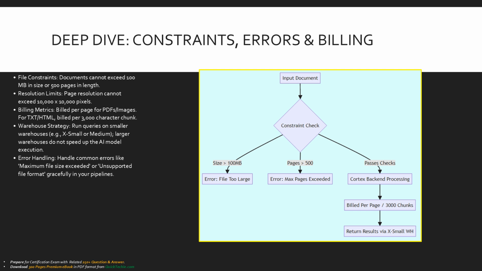Here we see the validation and billing lifecycle. The input document hits the constraint check node first. If it violates the 100 megabyte size limit or the 500 page limit, it routes to error states. If it passes, it moves to the Cortex backend processing. Notice how this is decoupled from your warehouse. It calculates your cost per page and then routes the final payload back through your XSmall warehouse. This architecture keeps your local compute footprint incredibly light.